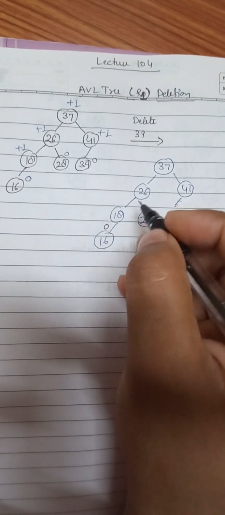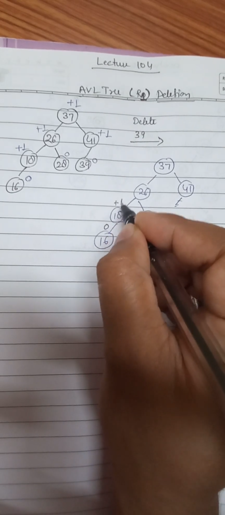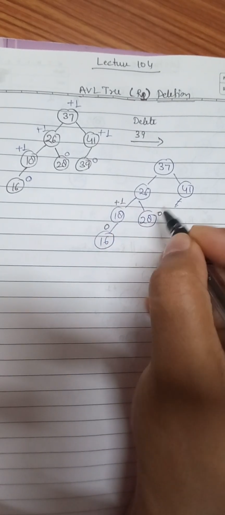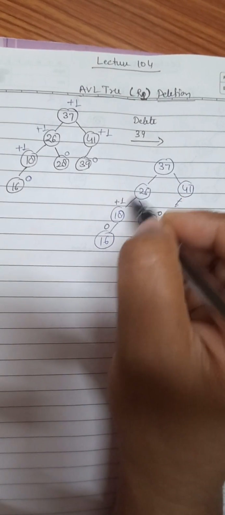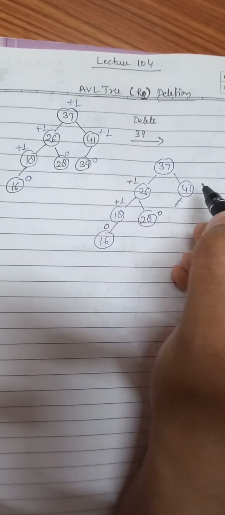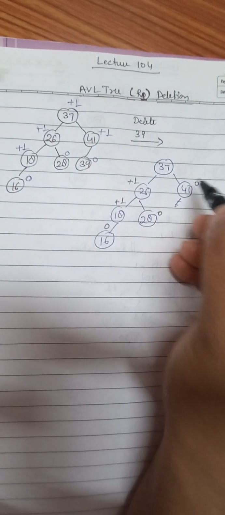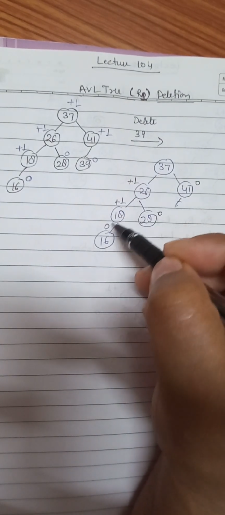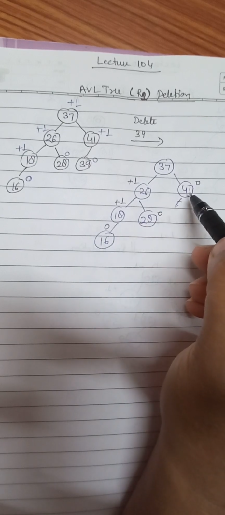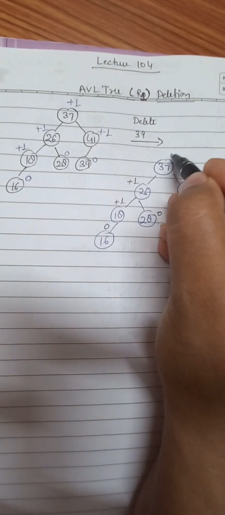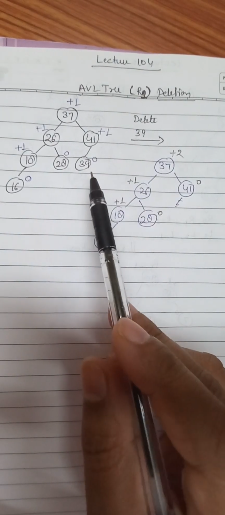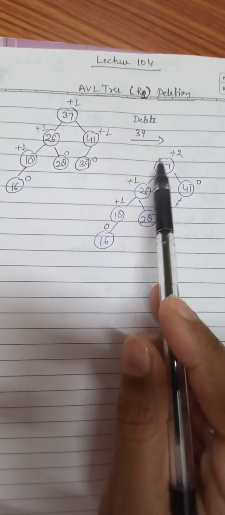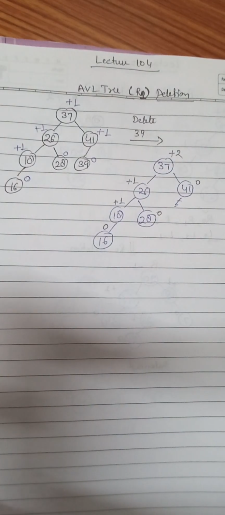16 there is no child, so 0. 18 there is one child on left hand side, so plus 1. 28 there is no child, so 0. 26 there are two child on left hand side and one right hand side, so plus 2 minus 1 plus 1. 41 there is no child, so 0. 37 there are 3 levels on left hand side and 1 level on right hand side, so plus 3 minus 1 plus 2. So now we are able to see, as we have deleted 39, so here the balancing factor of 37 is plus 2.